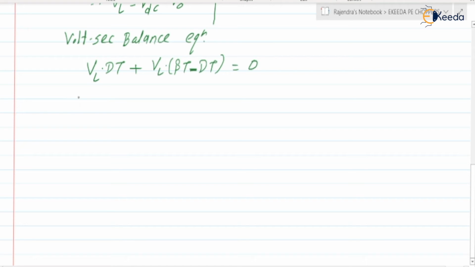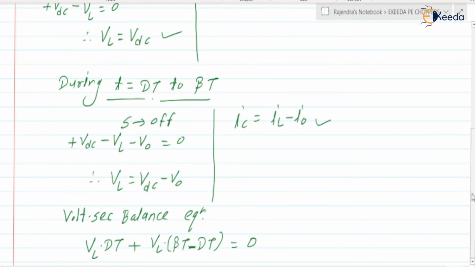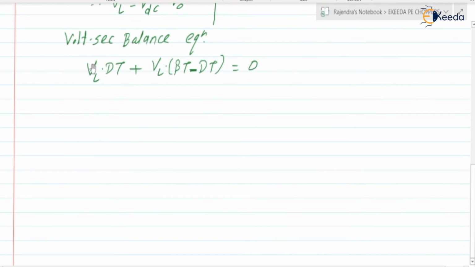So we can write it as VL. What is the VL value during 0 to dT? Yes, during 0 to dT, VL is VDC. So we can write VDC, and VDC minus V0, right? So it is VDC into dT plus VDC minus V0 into beta minus d into T is equal to 0.